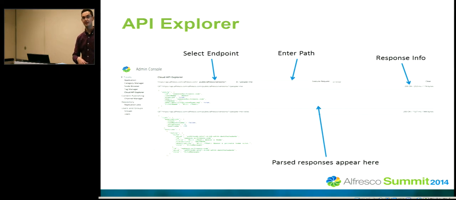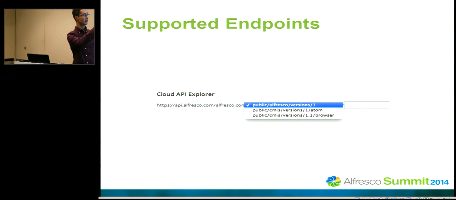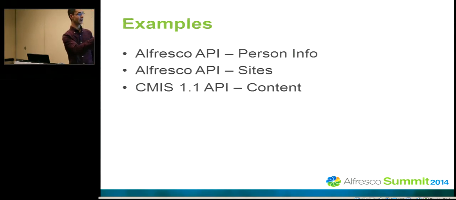This is the user interface. You type in your API query at the top there. You see response info there on the right-hand side, how long it took, how big the response was, and then lined up below, you see the responses parsed. This is a view of the endpoints that you've got there. So you can choose from the three APIs that I mentioned a minute ago. You can connect to either one of those for CMIS or the Alfresco API.